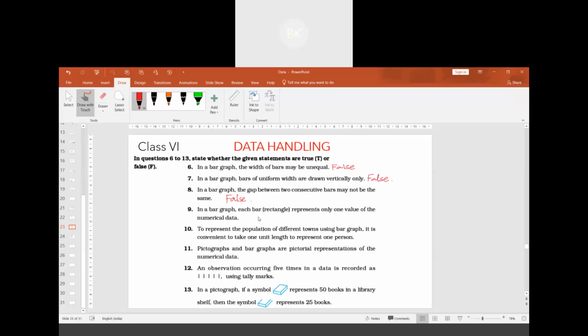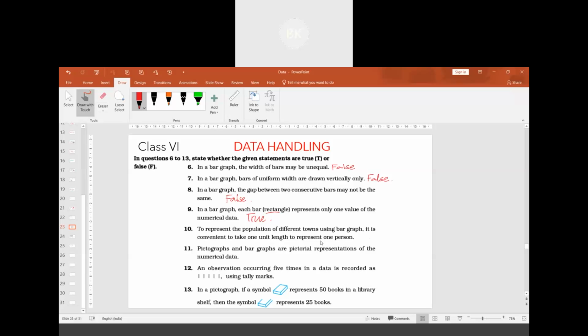Question number 9. In a bar graph, each bar, that is each rectangle, represents only one value of numerical data. For one value, one bar; for another value, another bar. So this statement is a true statement.